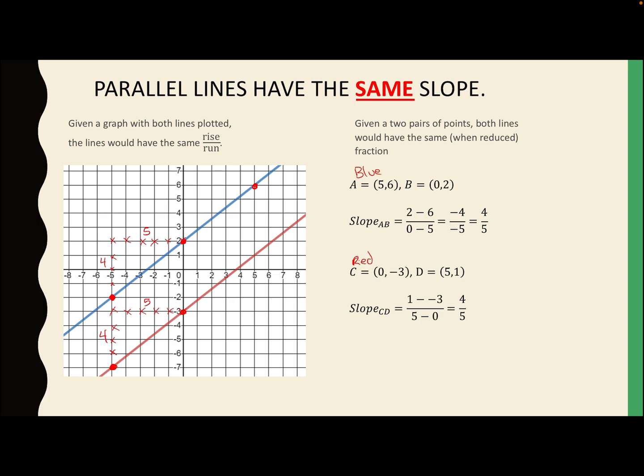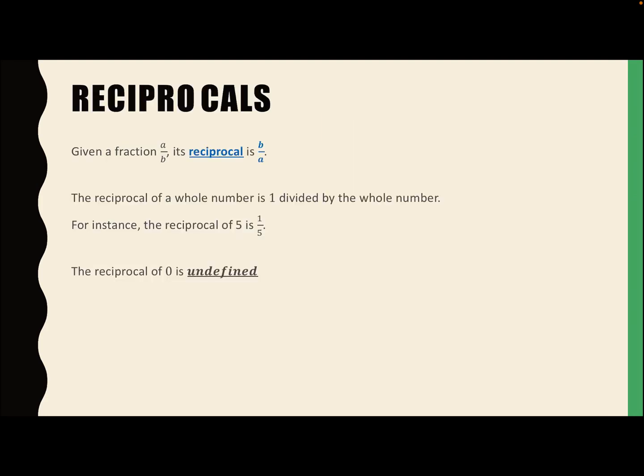And then for the red line, if we use the points (0, -3) and (5, 1), we would also get 4/5. So algebraically, we have the same reduced fraction. That's how we know the lines are parallel.